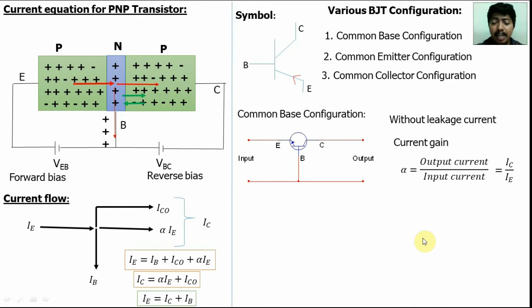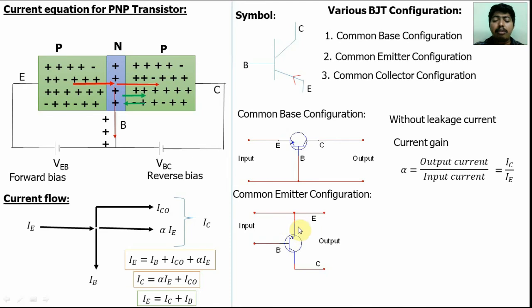Second is the common emitter configuration. This circuit is an example of common emitter configuration because here output is taken at the collector side, input is applied at the base terminal, and the emitter is common between both input and output. So it is a common emitter configuration. The current gain in the common emitter configuration is beta. Beta is equal to output current by input current. Here the output current is IC and the input current is IB.